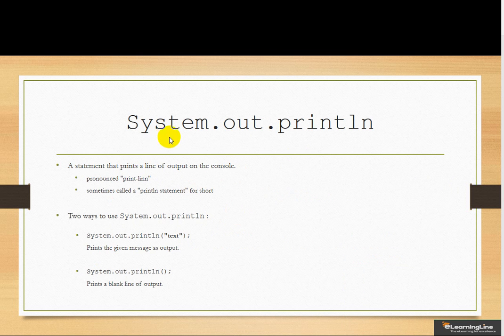So now if you see what System.out.println is doing, it is just printing a line onto the output console. It is also pronounced as println, sometimes called a println statement as well. You can use this in two ways. It prints the message. If you want to print a blank line, then you just do not put anything and it will show you a blank line.